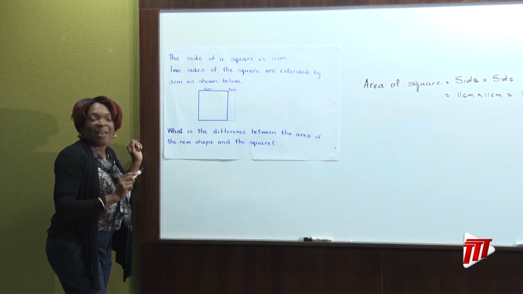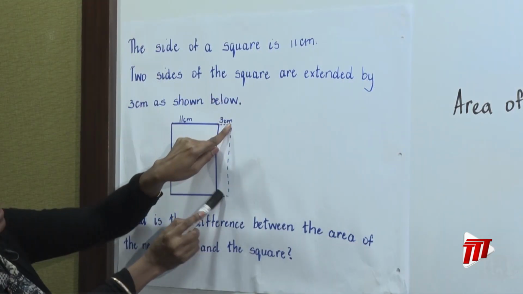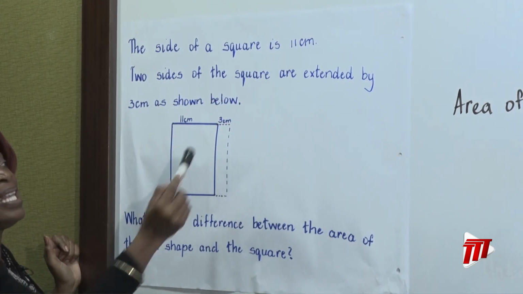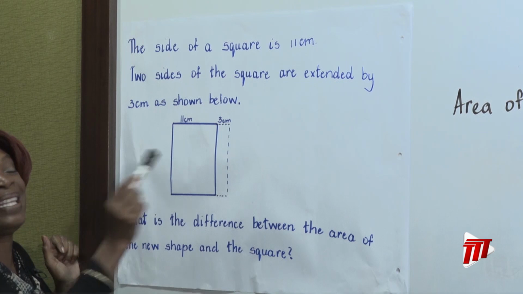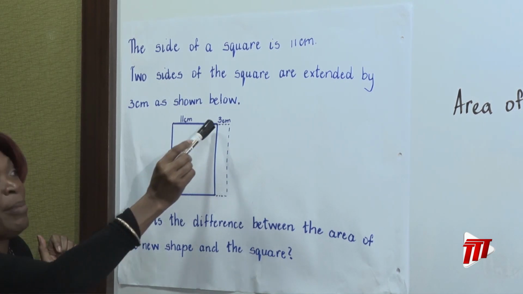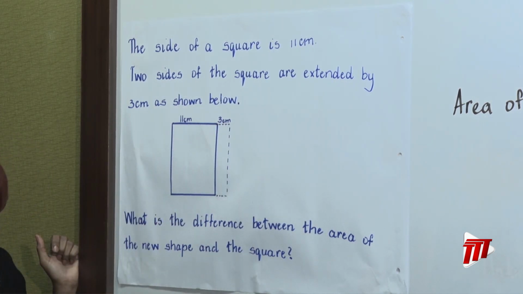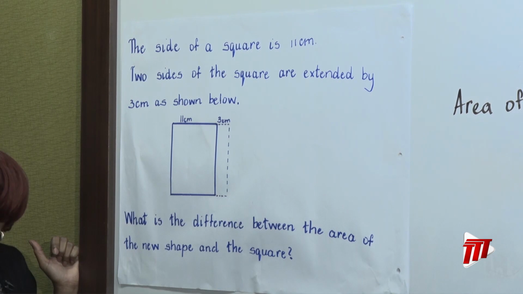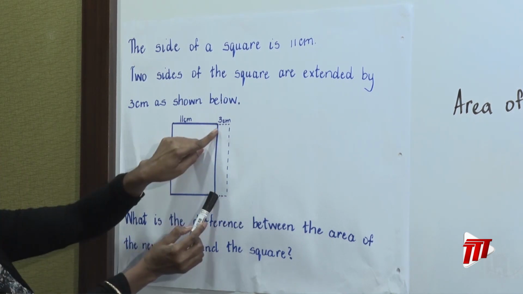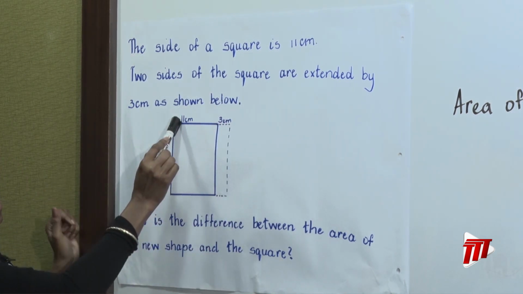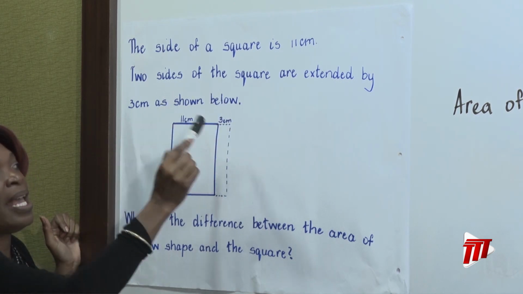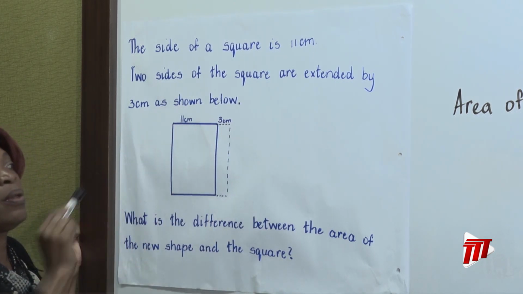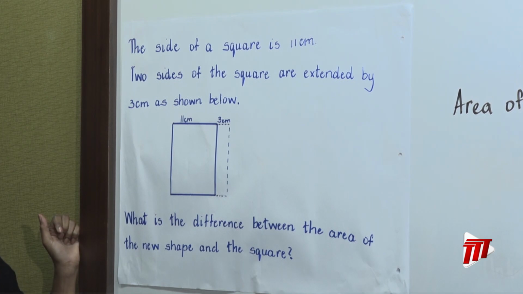Question now, does this side change? It does not, because it says only these two sides were extended, which means that this side remains the 11 centimeters from the square. You see that, boys and girls? That is very important, because sometimes children extend everything. Remember, look at the question carefully. It's only these two sides that are extended. So this becomes 14 centimeters, and the breadth remains as 11 centimeters.